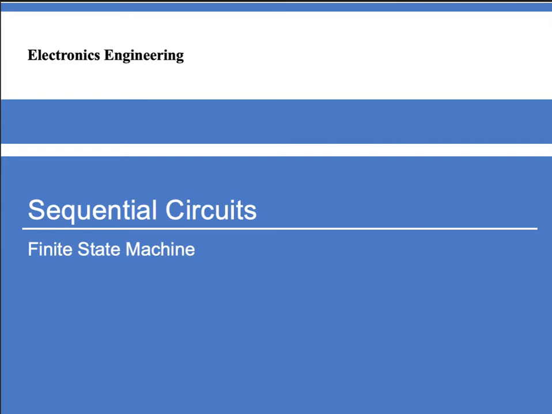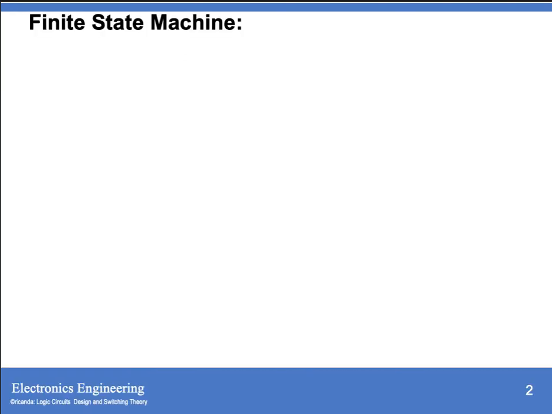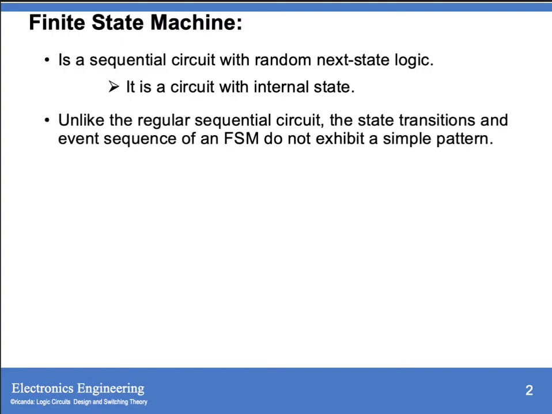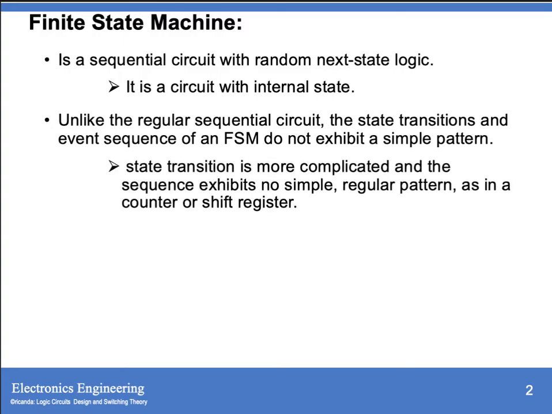So we have another topic under sequential circuits, the state or finite state machine. A finite state machine is a sequential circuit with random next state logic. So it is also a circuit with an internal state. Unlike the regular sequential circuit, the state transition and event sequence of a finite state machine do not exhibit a simple pattern. The state transition is more complicated and the sequence exhibits no simple, regular pattern as in a counter or in a shift register.